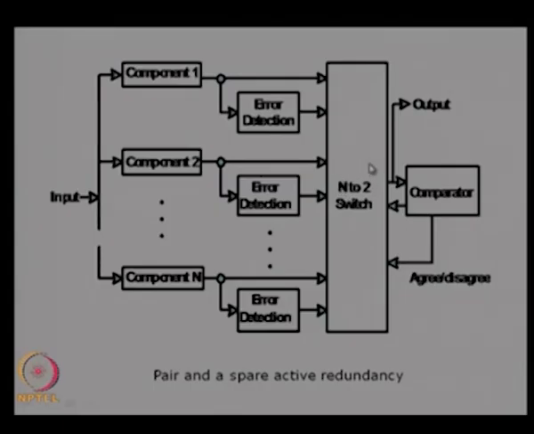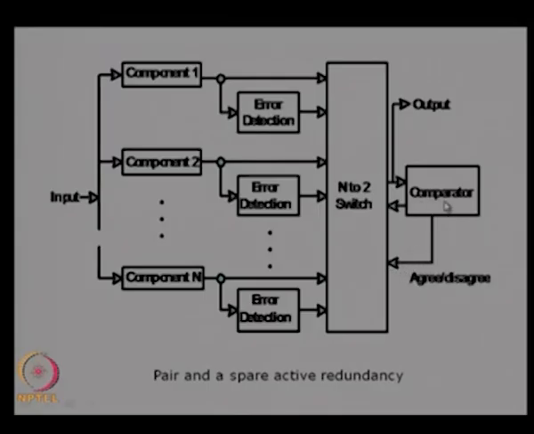Instead of an N-to-1 switch, we will have an N-to-2 switch, and the output will be connected to a comparator, which will declare whether there is an error or not. In the previous case the switch would take one output, check whether there is an error or not, and give an output. But in this case the N-to-2 switch will take two outputs from here. Any two component outputs that are error free will be taken and sent to a comparator, which compares the outputs and declares an error or not.